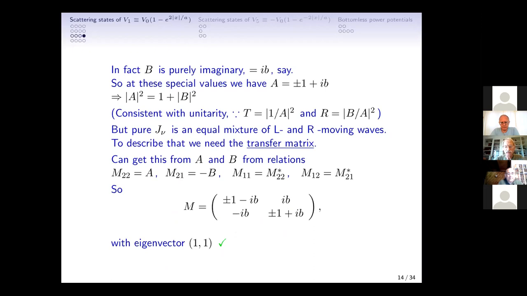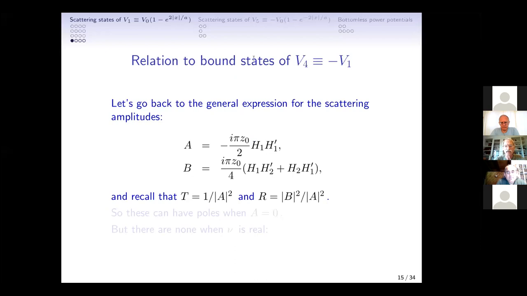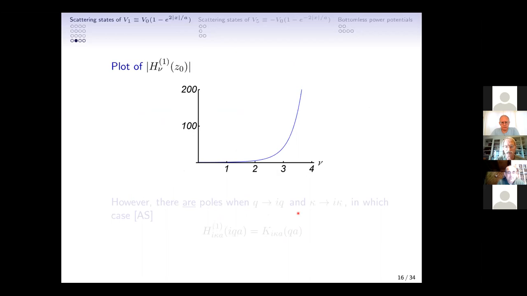The next thing is the relation to the bound states of V4, which is the upside down of the initial barrier, which is an infinite well. If we go back to the expressions I showed you before for the scattering amplitudes, remember the transmission and reflection coefficients always have the mod a squared in the bottom. So you can have poles in these scattering amplitudes when a is equal to zero, in principle. But in fact, when nu is real, there aren't any poles. There are no zeros of nu, which is okay.